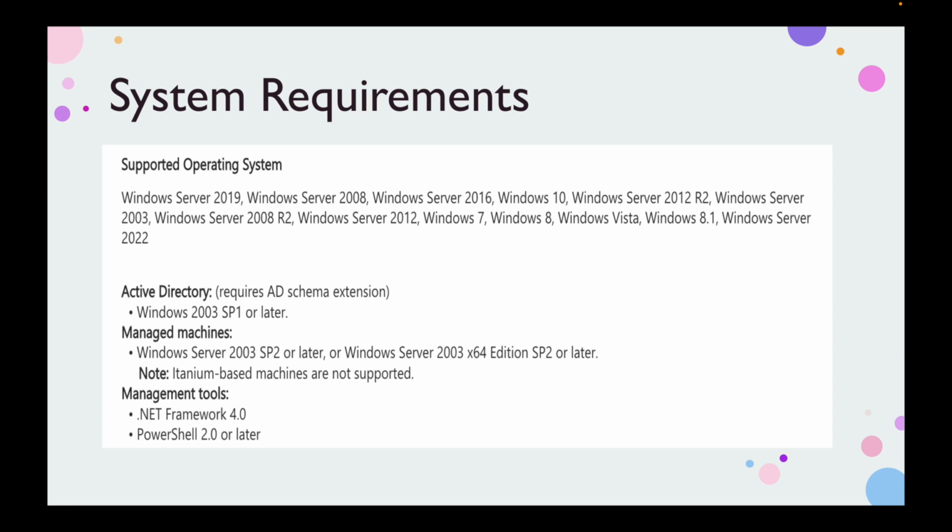So finally, let's talk a little bit about the system requirements. You can see on the screen the supported operating systems, from Windows 2019 and 2022, and you have Windows 7, 8, and all that other stuff. And then for Active Directory, the AD schema extension requires 2003 SP1 or later. And then you have your managed machines. You have your information there, and then .NET Framework 4.0 and PowerShell 2.0 or later in order for you to run those commands.